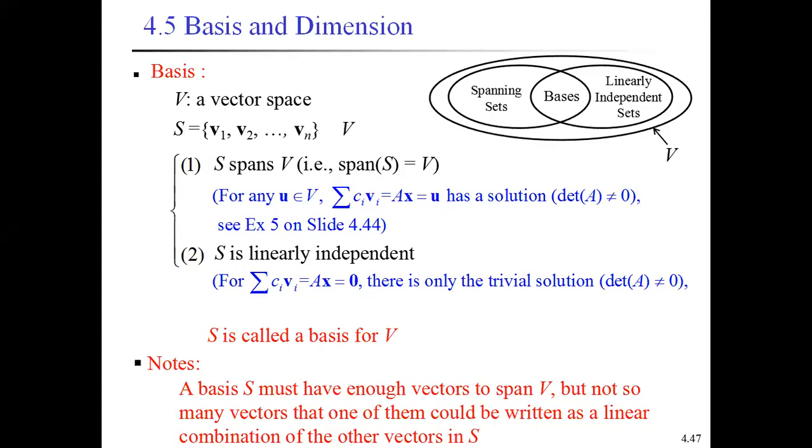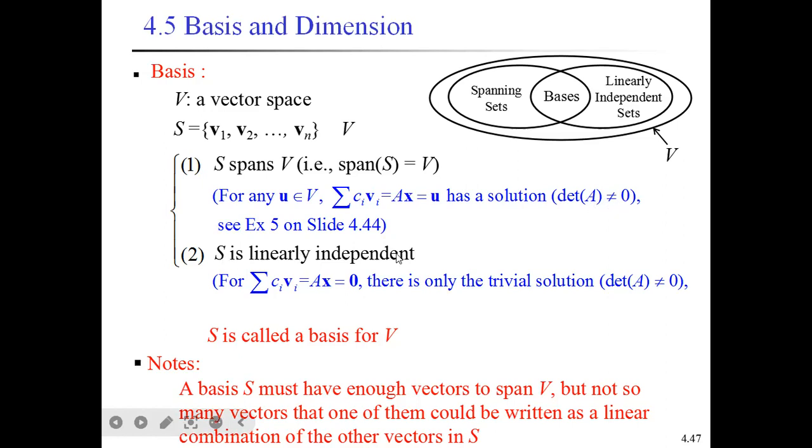Now, what are the basis and dimension? Actually, first of all, basis: let B be a vector space, and S be any set {B1, B2, ..., Bn}. If two conditions are satisfied, the subset S of vector space B is called a basis. That means S spans B, that is, B can be written as a linear combination of U, where U is an element of B, and it has a solution after echelon form, and the determinant of matrix A is not equal to 0.